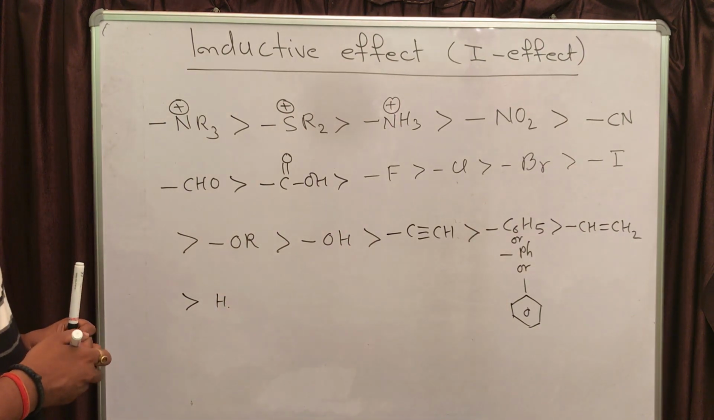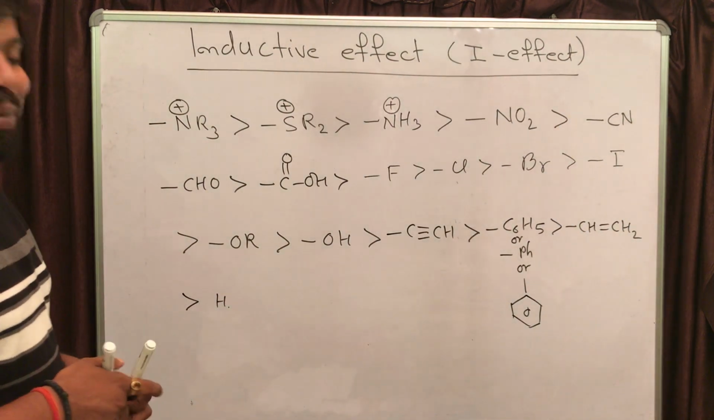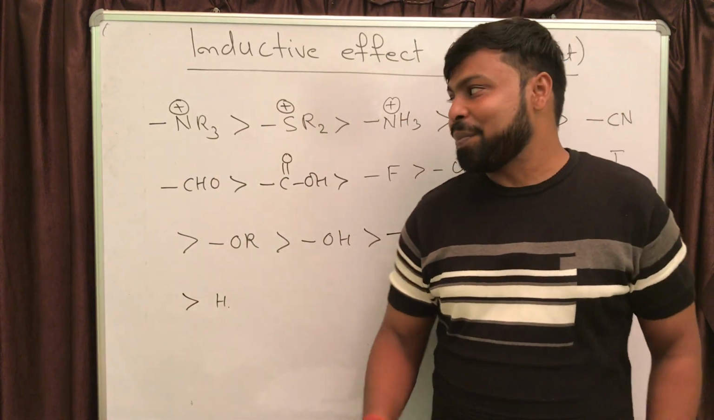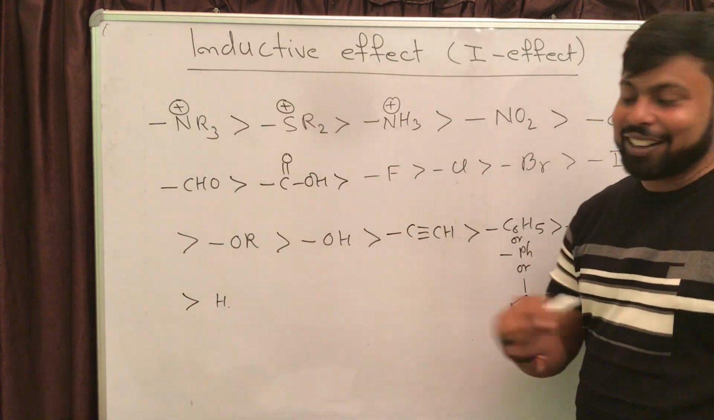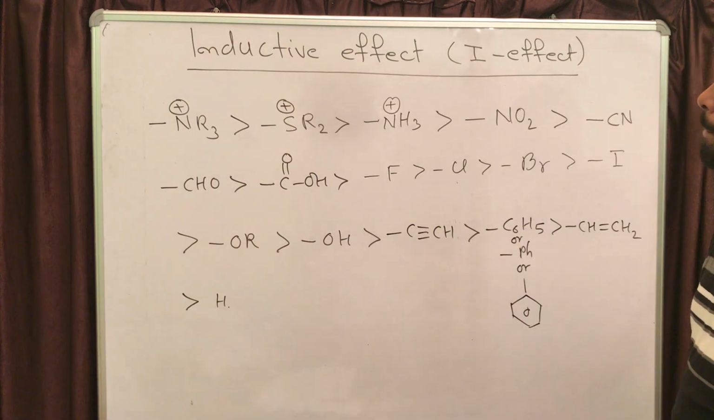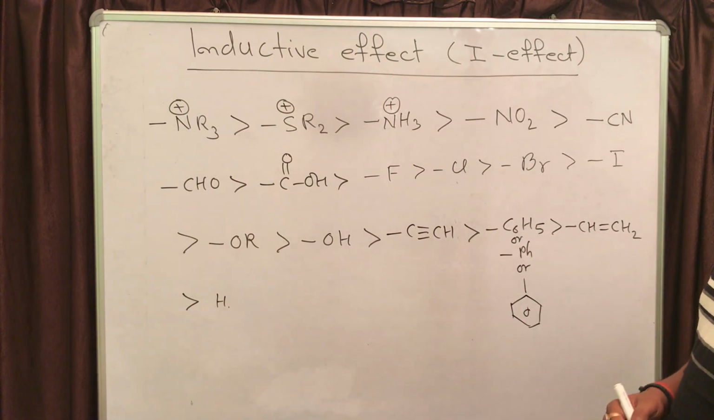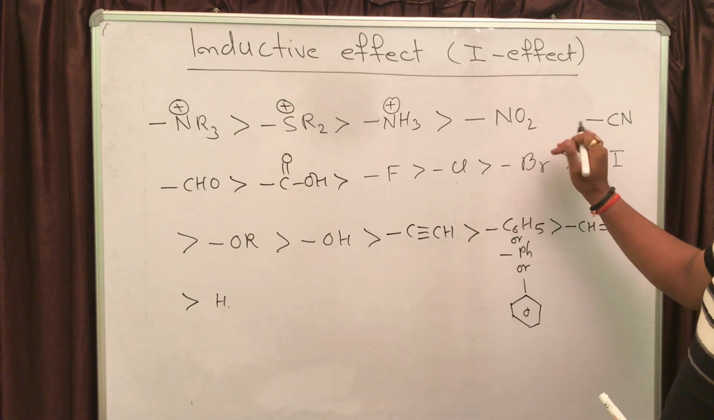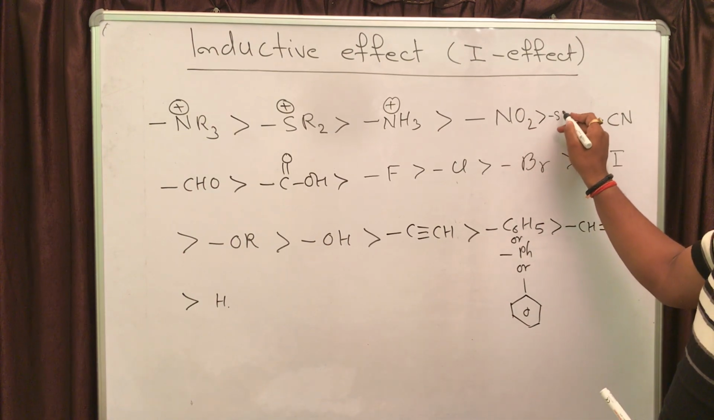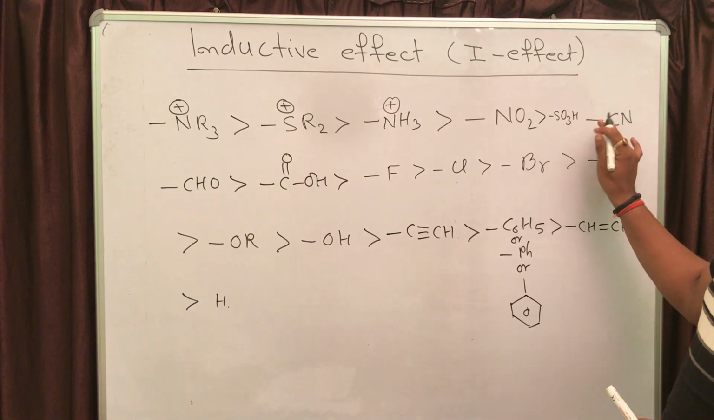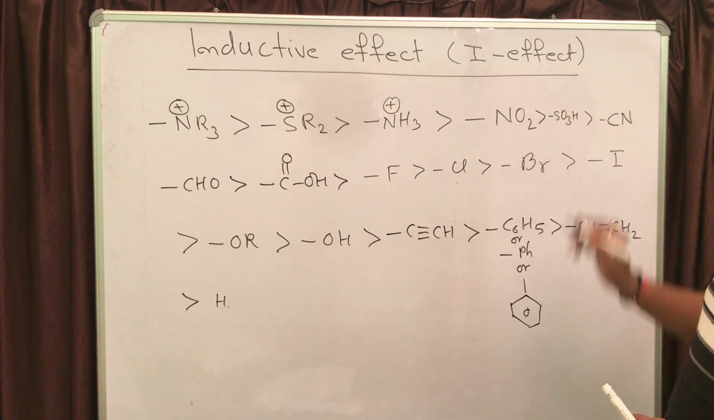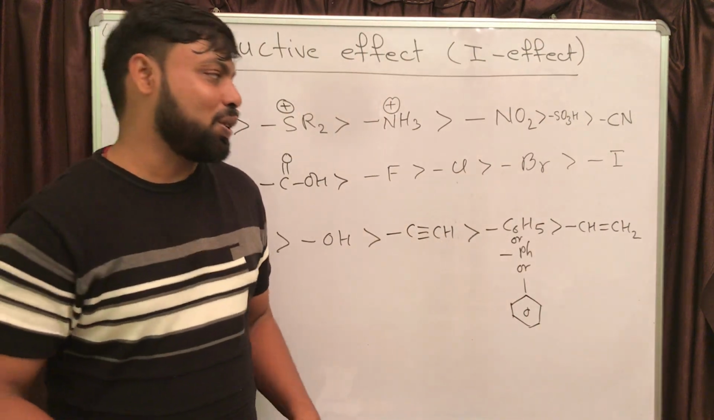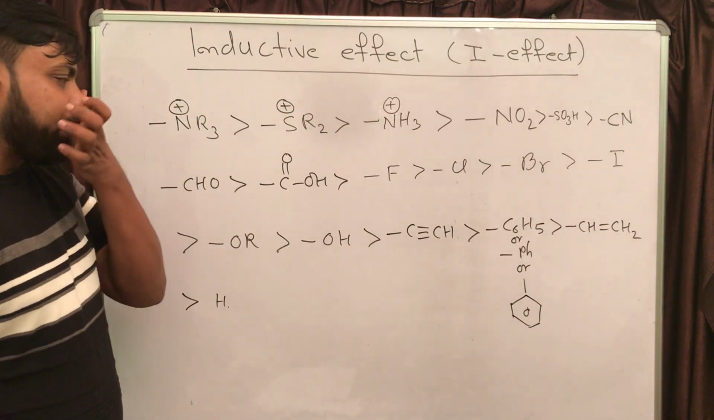That you should keep in your mind. Many times they directly ask a question based on this series, right? So you may add one more group. After this NO2 you can add sulfonic acid, SO3H, then cyanide, right? That is also important. Sulfonic group is also important. So just remember this series.